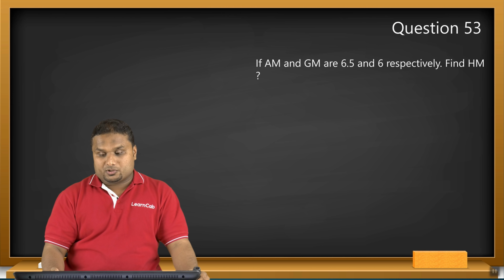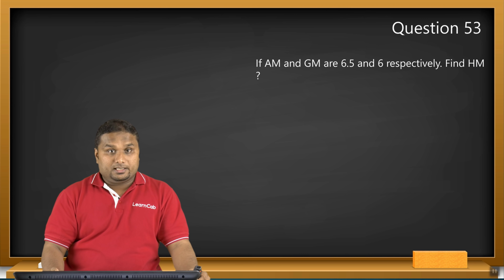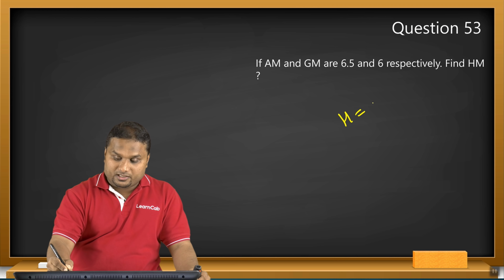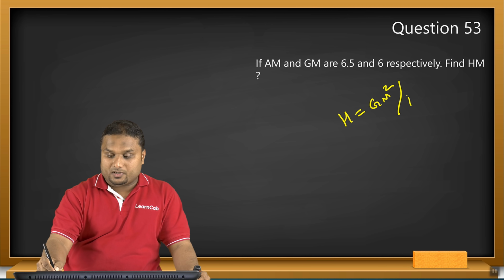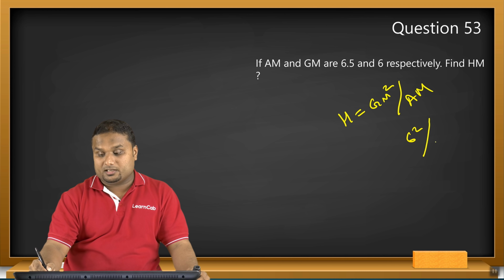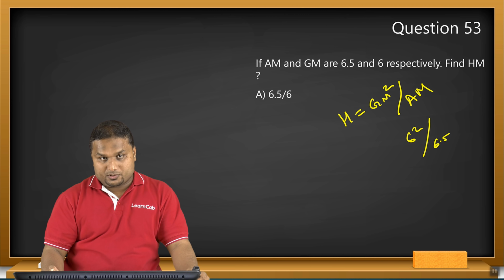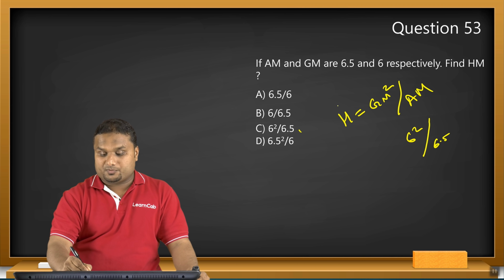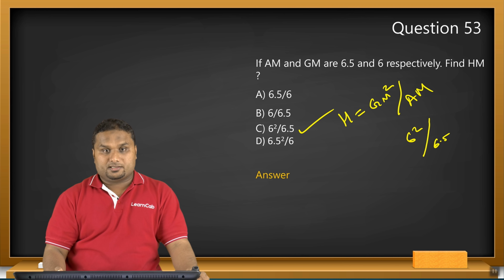Now another relationship question which came from AM, GM and HM in 2017 June. Arithmetic mean and geometric mean are 6.5 and 6 respectively. Find the harmonic mean. I proved that harmonic mean equals GM square divided by arithmetic mean. GM here is 6 and arithmetic mean is 6.5. So the answer is 6 square divided by 6.5. In the multiple choice, they never solved this question, but instead they asked for the values.